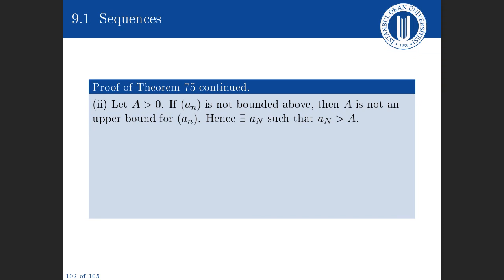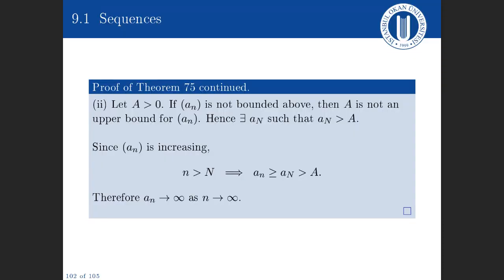But we have an increasing sequence. If a_N is bigger than A, then everything after that in the sequence must also be bigger than capital A. And that's enough to prove that a_n must diverge to infinity as n tends to infinity.